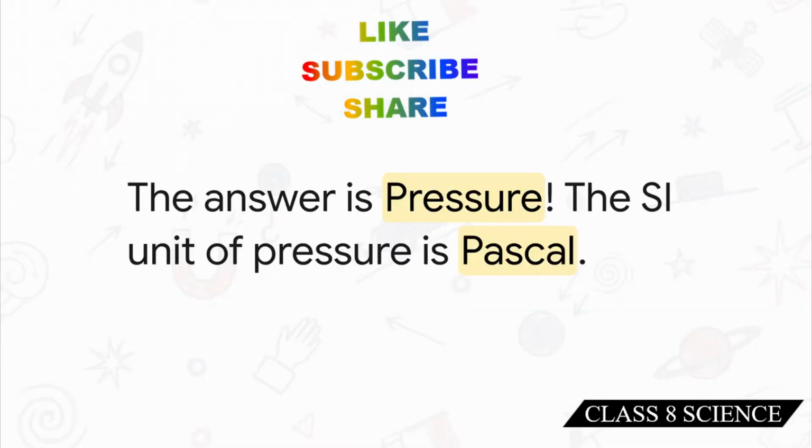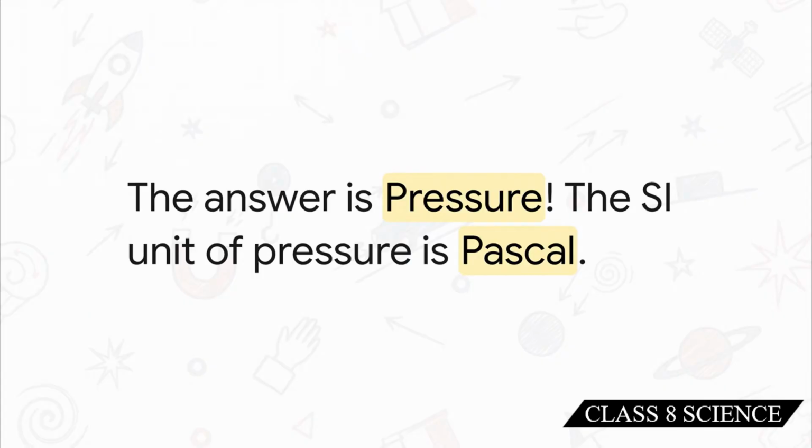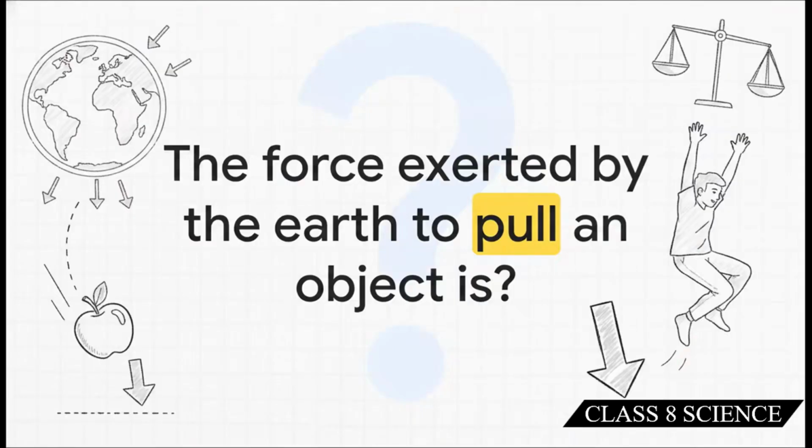Okay. Boom. The answer is pressure. If you got that right, superb work. Force divided by area gives you pressure, and its SI unit is the Pascal. Definitely memorize this.